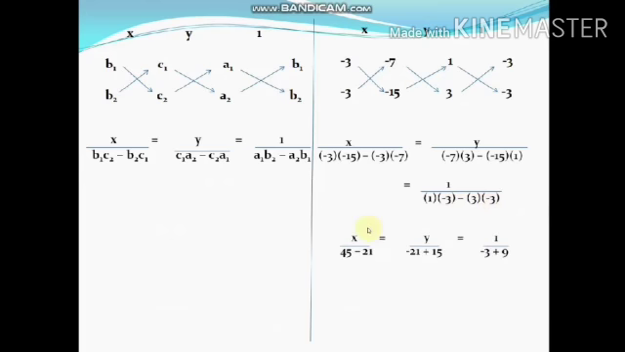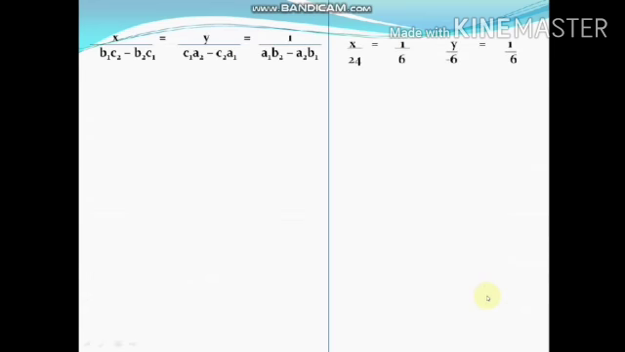And after multiplication, we will get x upon 45 minus 21 equals to y upon minus 21 plus 15 equals to 1 upon minus 3 plus 9. And after subtraction, we will get x upon 24 equals to y upon minus 6 equals to 1 upon 6. Now we have to find here the value of x.